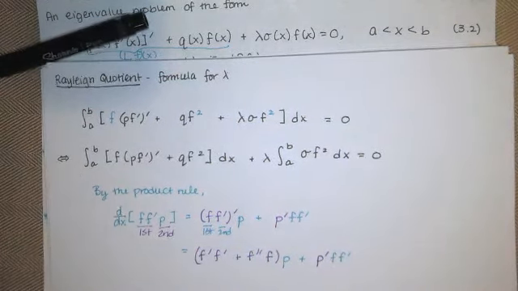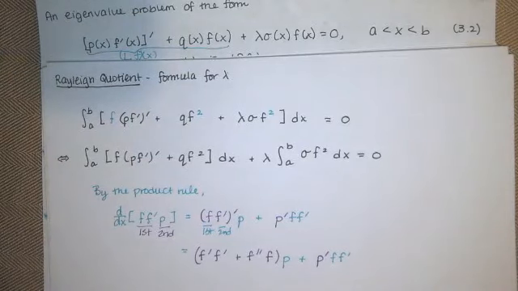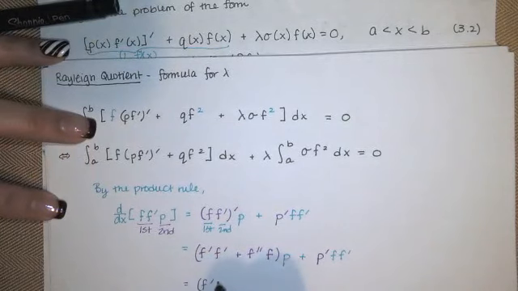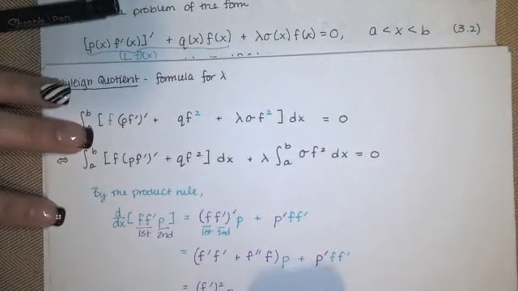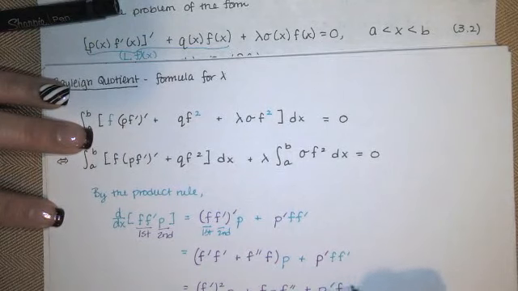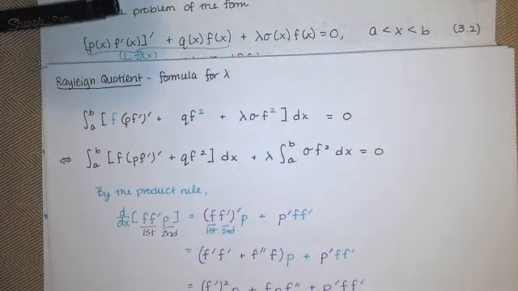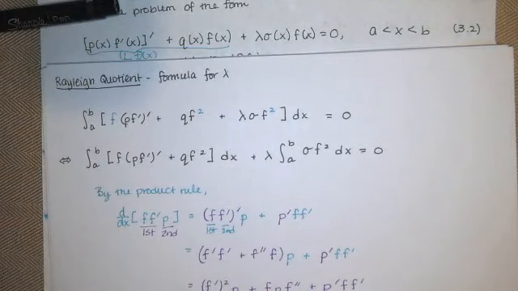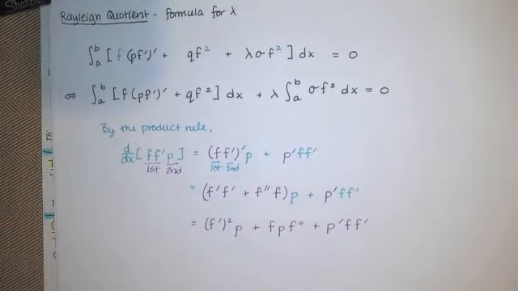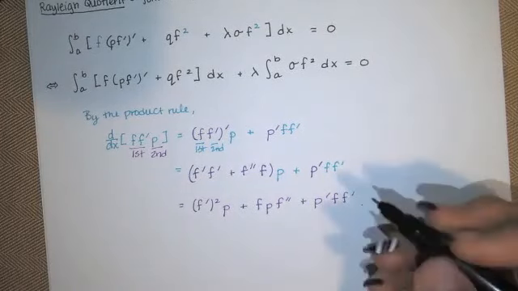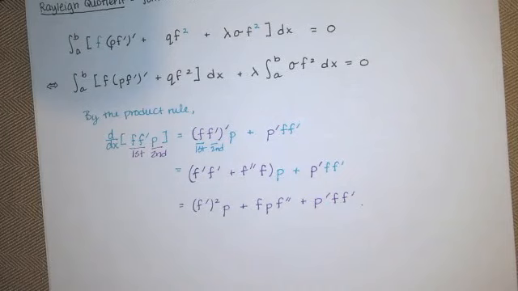And of course, F prime times F prime is just F prime squared. So we've got F prime squared times P plus F times F double prime plus P prime times F prime. So we have that right here. Now I want you to compare that to this.